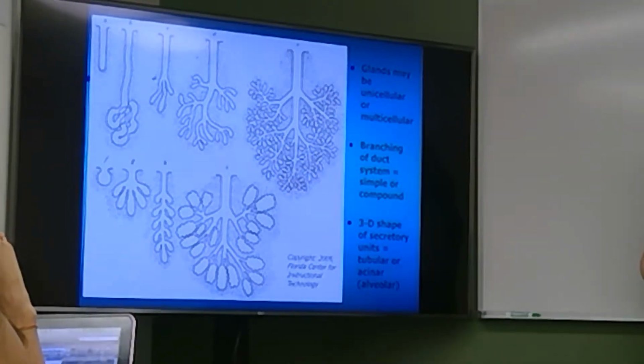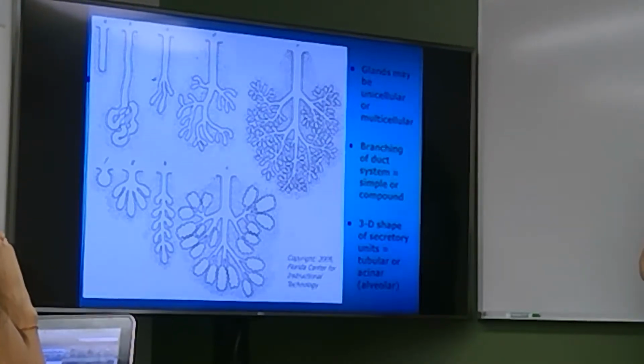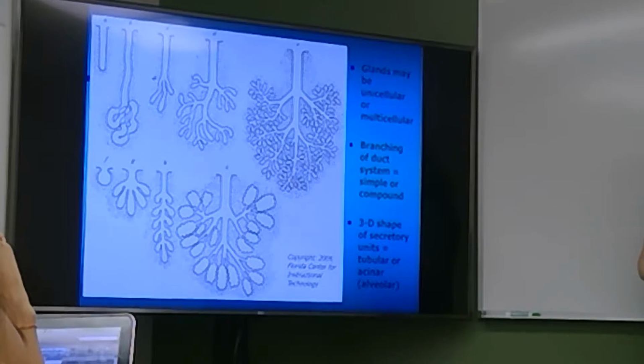And in some cases, it's just amazing to me how they ever figured out the structures of some of the glands in our body, other important organs, and how they operate.